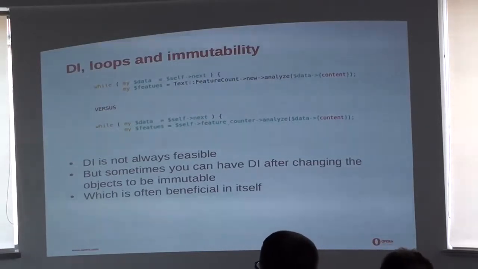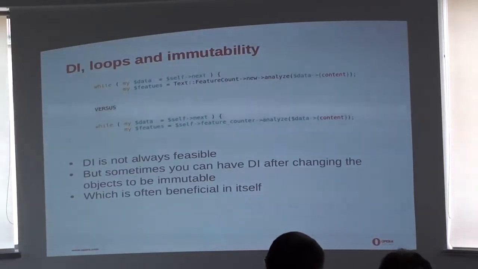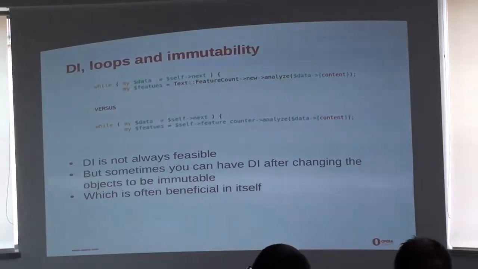So what I did in this case, I made an object that was immutable. I made this feature counter object an attribute now, and I added this analyze method to it, and then it was outputting some result object. So immutability, in this case, made this code compatible with dependency injection. It let me move this object creation outside.